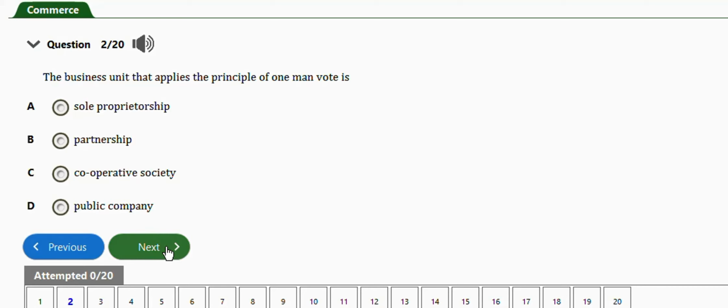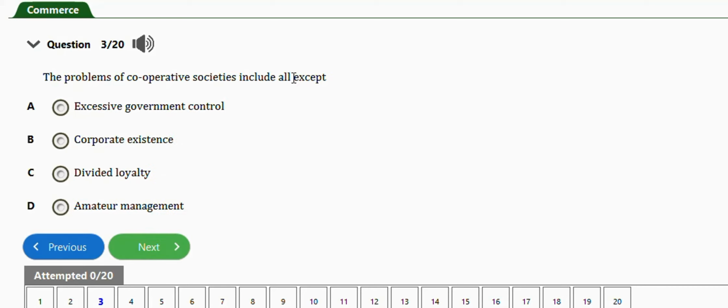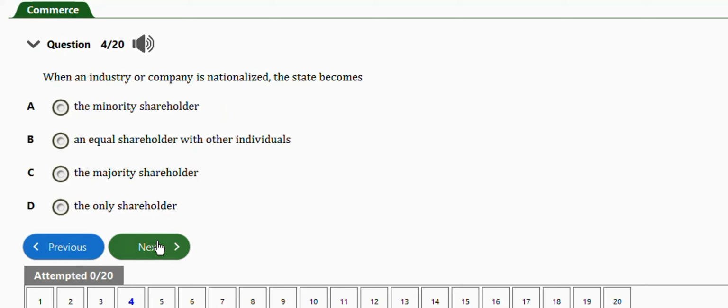Okay, next question is this one. It says the problems of cooperative societies include, except, excessive government control, corporate existence, divided loyalty, amateur management. So the exception is corporate existence. Okay, next question is this one. It says when an industry or company is nationalized, the state becomes the minority shareholder, an equal shareholder with other individuals, the majority shareholder, the only shareholder. The right answer is option D, which is the only shareholder.